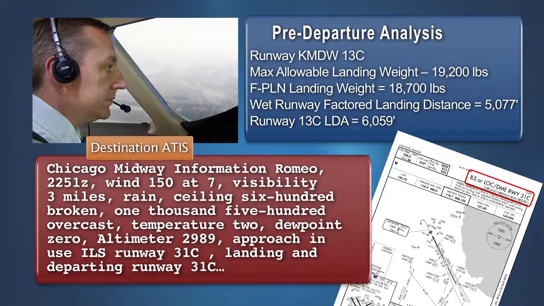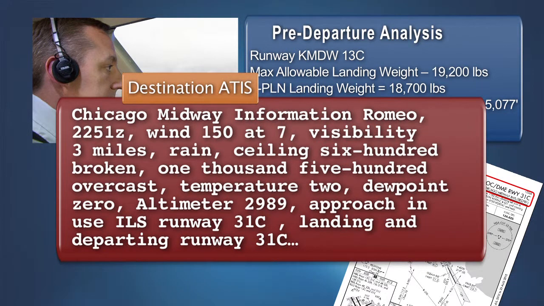Chicago Midway Information Romeo, 2251 Zulu. Wind 150 at 7. Visibility 3 miles. Rain. Ceiling 600 broken, 1,500 overcast. Temperature 2, dew point 0. Altimeter 29.89. Approach in use ILS runway 31 center. Landing and departing runway 31 center.